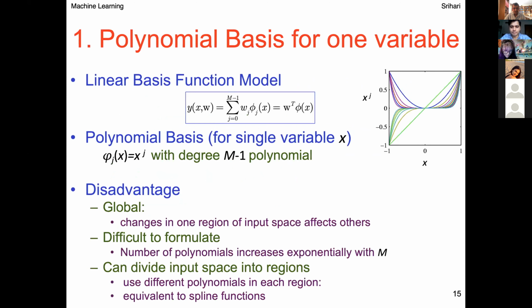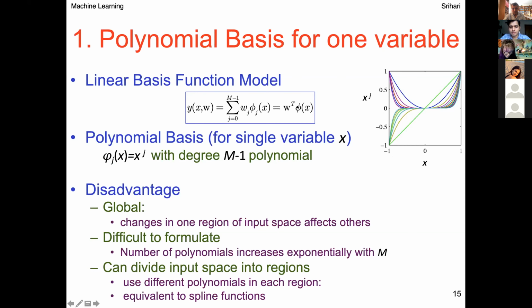In this case, polynomial basis of one variable, we saw that already. Phi j of x is equal to x to the power of j, and it is difficult to formulate when x is multidimensional. What do you mean by a power of j when x is a vector? And this graph is showing what the different powers of x are.